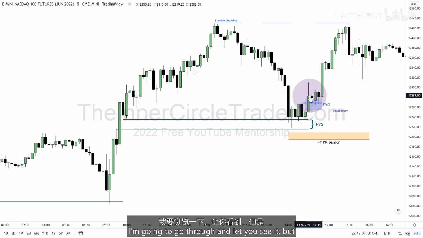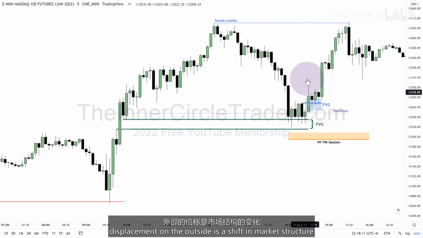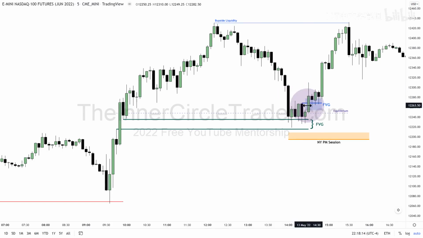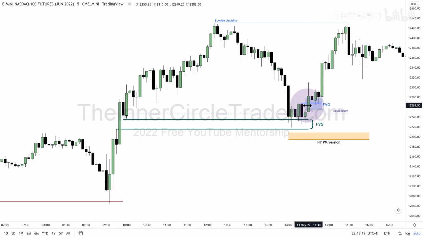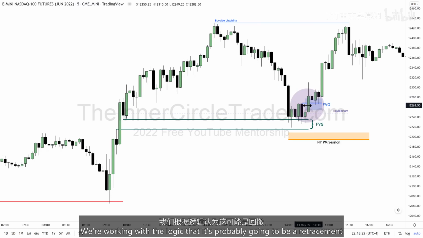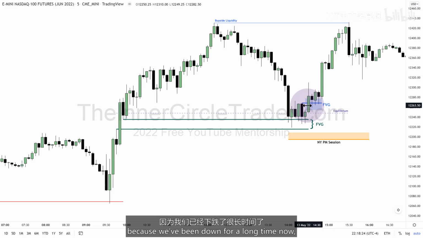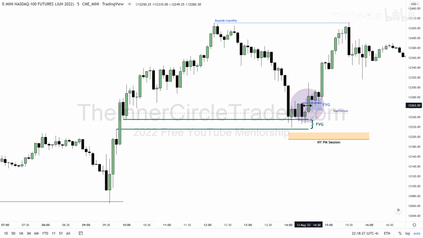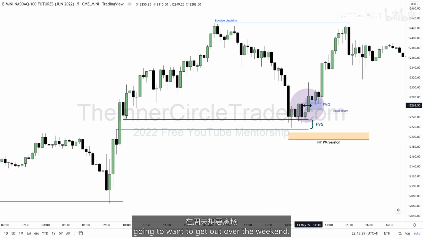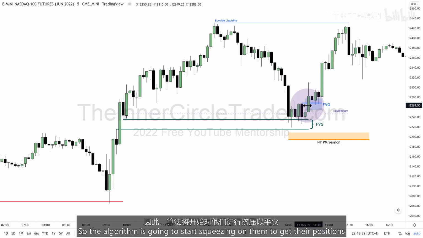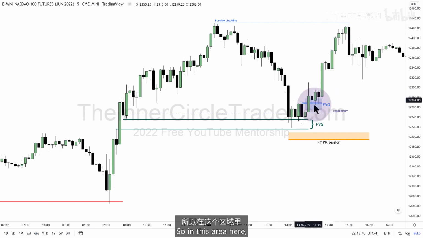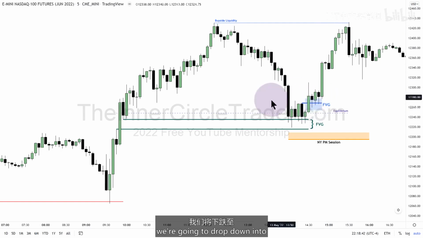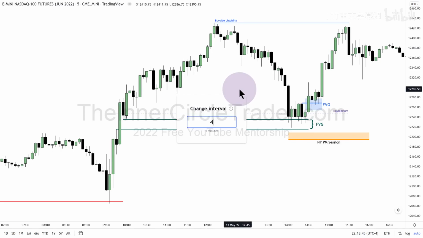I'm going to go through and let you see it, but this displacement on the outside is a shift in market structure. In a day that's likely to be bullish, this is counter trend to a higher time frame. We're working with the logic that it's probably going to be a retracement because we've been down for a long time now, and most people are probably going to want to get out over the weekend. So the algorithm's going to start squeezing on them to get their positions squared before the close of the Friday. So in this area here, we're going to drop down into a 4-minute chart.